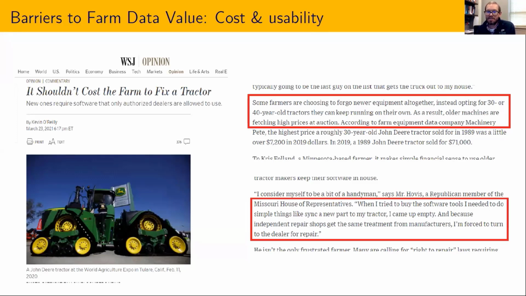As a result, older machines are fetching high prices at auction. And it goes on to report some pretty striking statistics. But this really captures that usability issue. When farmers can't fix something themselves and they can't go to their local repair person and they have to go through a dealership, at harvest they could be waiting for days to get their stuff fixed. It's going to drive people away potentially. So I think there are some really interesting research questions that could come out of this one article.